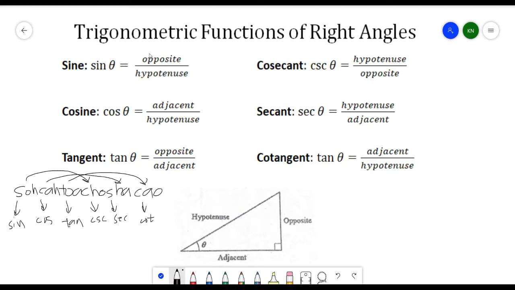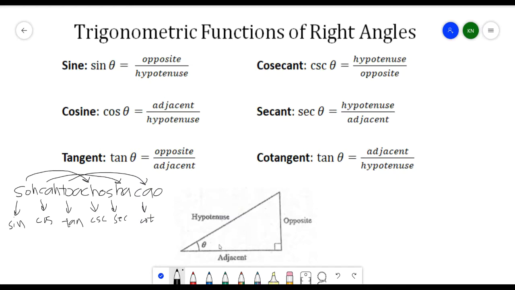So we have here opposite over hypotenuse. If sine is opposite over hypotenuse, cosecant is hypotenuse over opposite. If cosine is adjacent over hypotenuse, secant is hypotenuse over adjacent. And if tangent is opposite over adjacent, cotangent is adjacent over opposite.